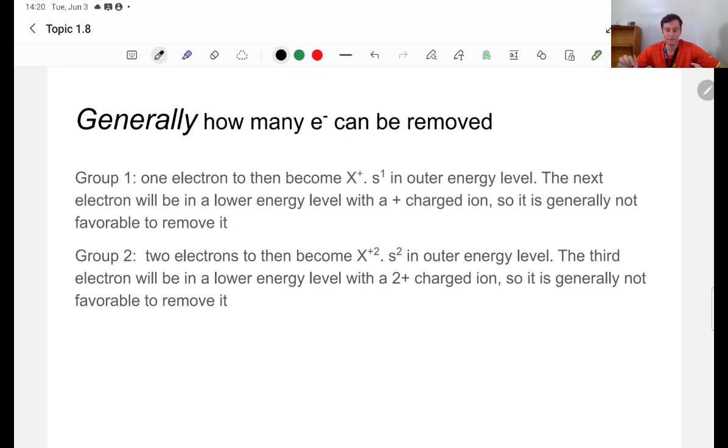the ionization energy values that we were just going over. Understand that for group 1, after it loses 1 electron, the next electron will be in a lower energy level, so the ionization energy will be way higher due to more attraction, Coulomb's law. And for group 2, after losing 2 electrons, the third electron will likely not be removed because its ionization energy 3 will be way higher, since it will be in a lower energy level, and therefore closer to the nucleus, more attraction, Coulomb's law. Okay?